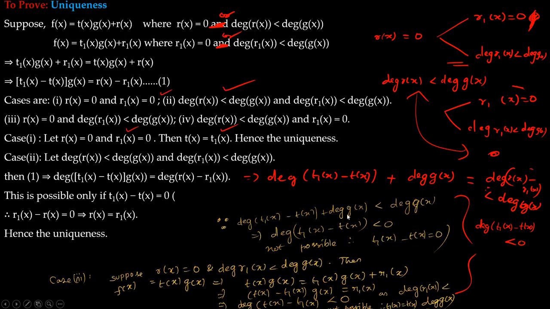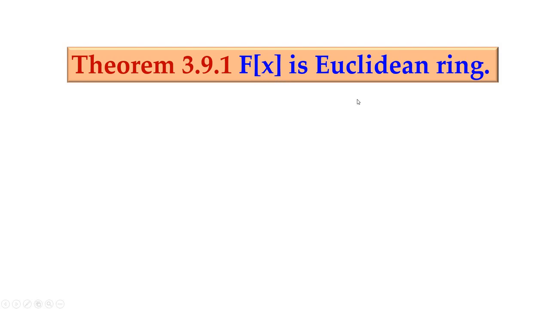So this is how our division algorithm is established. Now in the next video, we will show that F[x] is a Euclidean ring.